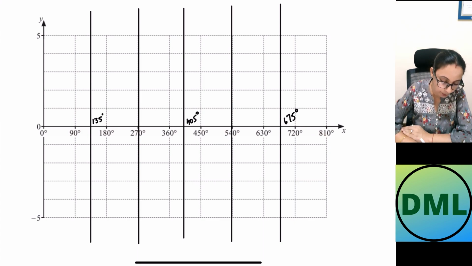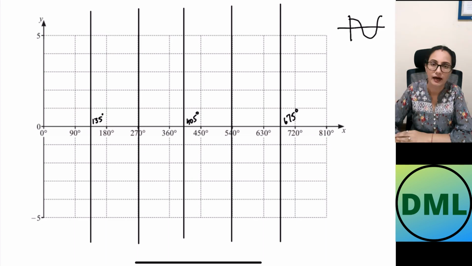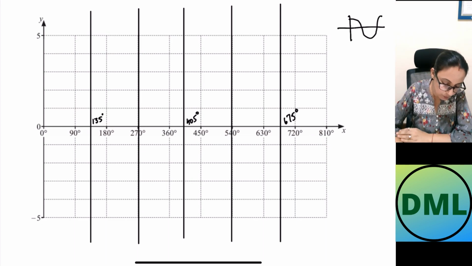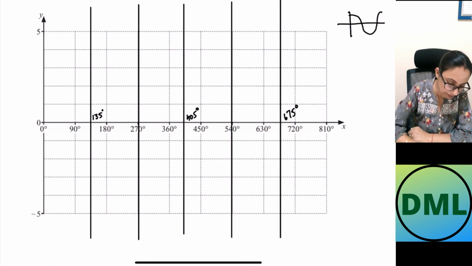I need to plot my graph from 0 to 540 degrees. We know that our basic cos graph starts from 1 and it will touch the axis. It will go down, it will again touch the axis and it will touch the amplitude again. I need to find out my axis. What was my axis? My axis was at minus 2. This is our axis. Let's plot the value here at minus 2.